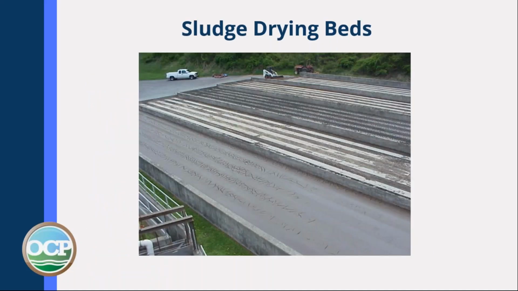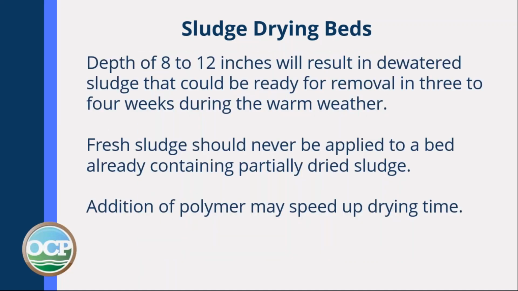You can use sludge drying beds. Usually with sludge drying beds, if you spread the sludge 8 to 12 inches deep, it will result in dewatered sludge that could be ready for removal in 3 to 4 weeks during warm weather. Weather really impacts your drying beds. Fresh sludge should never be applied to a bed already containing partially dried sludge. Addition of polymer to your sludge before you spread it may speed up drying time.